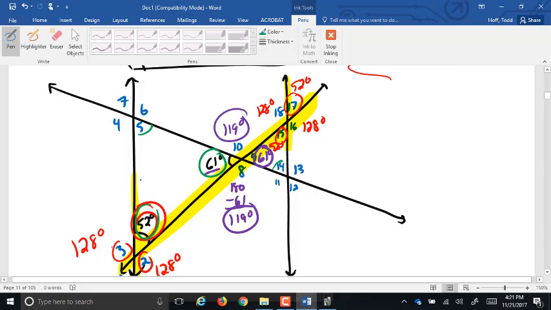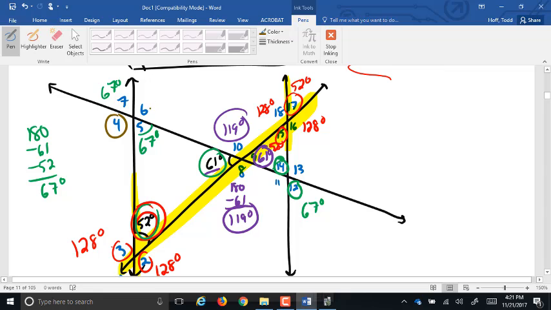I have 61 and 52. 180 minus 61 minus 52 gives us that 67 degrees. So this has to be 67 degrees. That's 67. This is also 67. While we're at it, angles 14 and 12 down here are also 67 degrees.